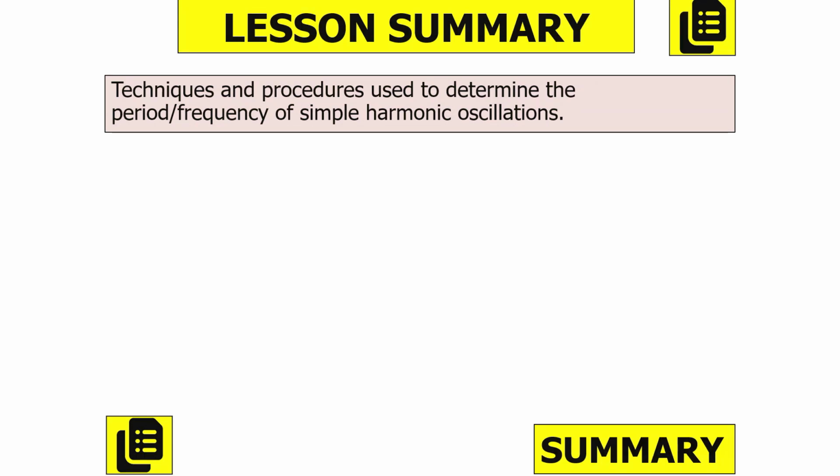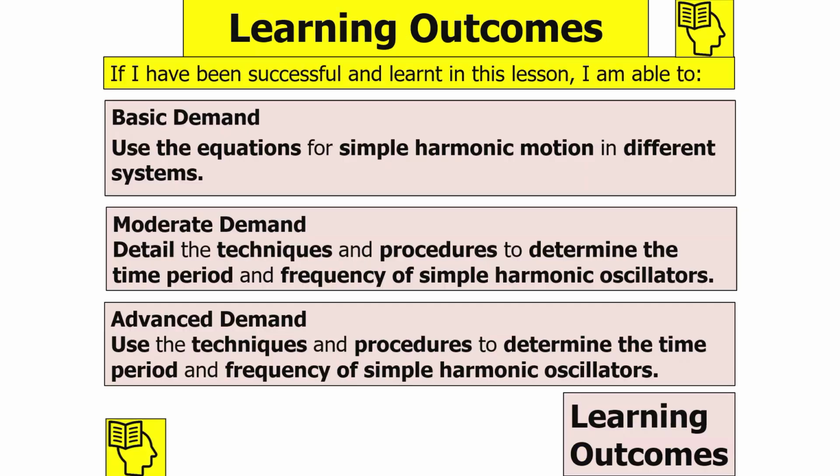So to summarise, we've looked at the techniques and procedures used to determine the period or frequency of simple harmonic oscillations. Now, if we've been successful and we've learnt in today's lesson, we should be able to use equations for simple harmonic motion in different systems, and detail and use the techniques and procedures to determine the time period and frequency of simple harmonic oscillators.